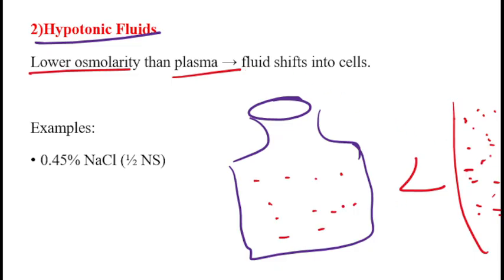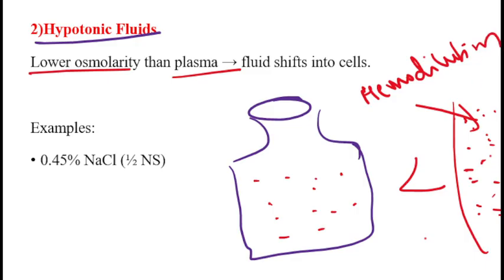When you administer these fluids in large amounts, they cause hemodilution. When hemodilution happens, let me explain what happens. Here we have cells surrounding the blood vessels. When you administer a large amount of these hypotonic fluids, the concentration of electrolytes in the blood vessel is less.